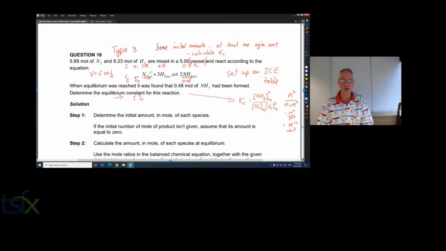Now get the stoichiometry right. The H2 will have gone down by 3 times as much as the N2 went down by. You need 3 mole for every 1 mole. Or it will have gone down by 1.5 times what the NH3 went up by. Easy to go to 3 times this. It's gone down by minus 0.72, 3 times that.